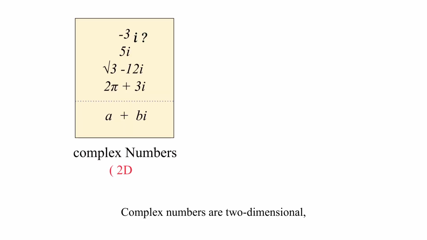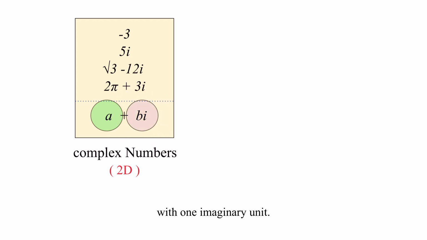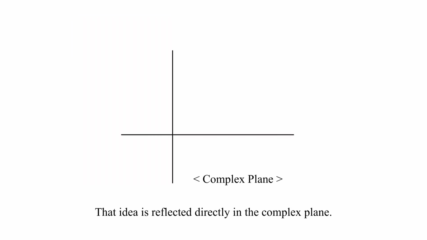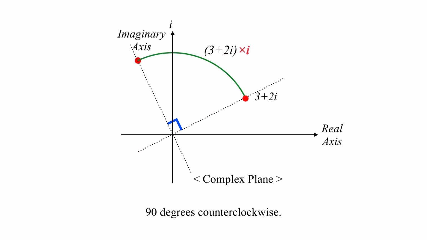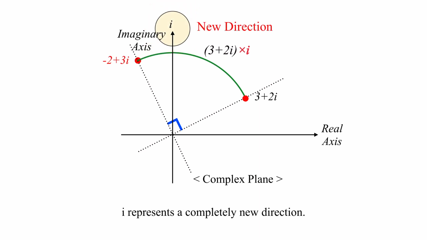Complex numbers are two-dimensional because they combine one real unit with one imaginary unit. That idea is reflected directly in the complex plane. The imaginary axis is perpendicular to the real axis. Multiplying by I rotates numbers 90 degrees counterclockwise. I represents a completely new direction.